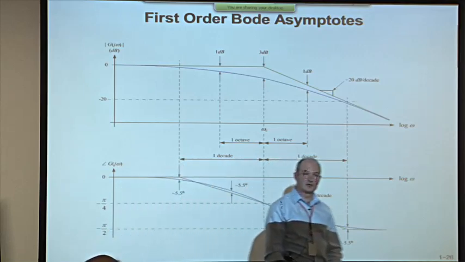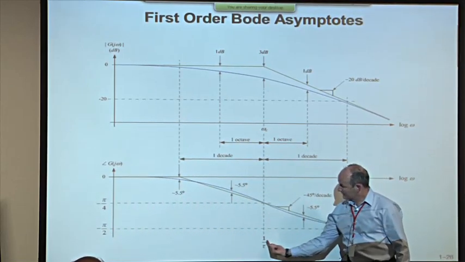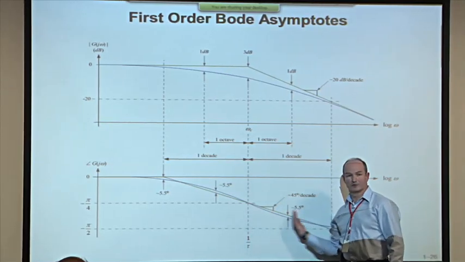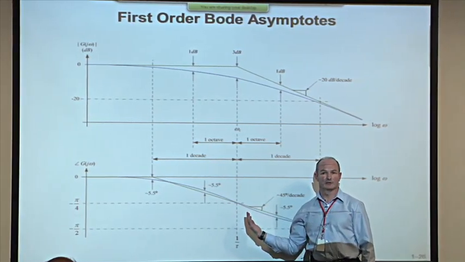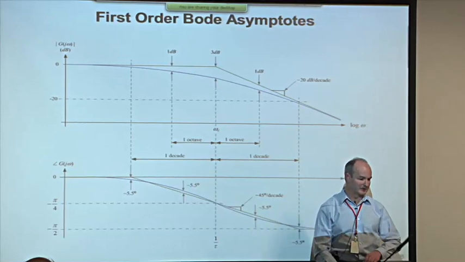Only one shape of curve, because there's only one parameter. So the only effect of changing tau is you move this critical frequency up and down the frequency axis. You never change the shape of the frequency response.